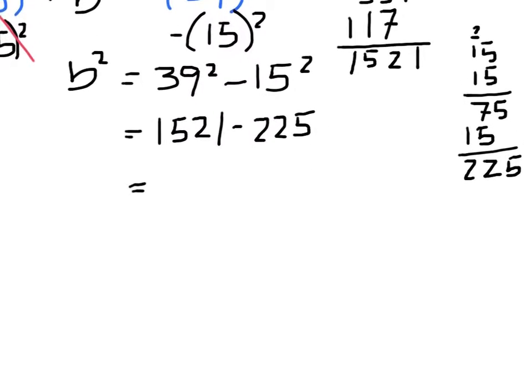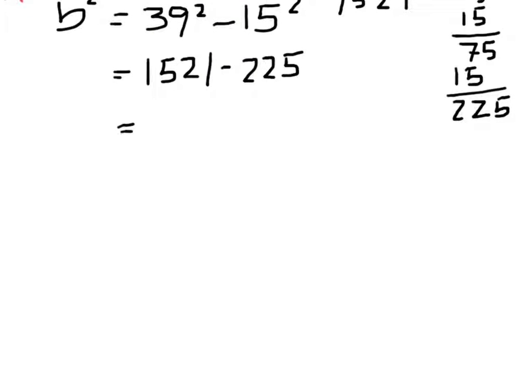So I'm going to scoot that up to here. 1521 minus 225. 5 from 11 is 6. 2 from what is now a 1, which would be 11, is 9. 2 from what is now a 4 is 2. And then there's a 1.